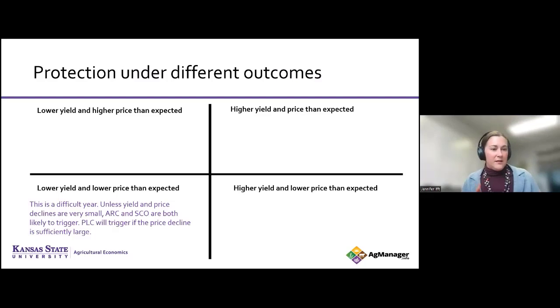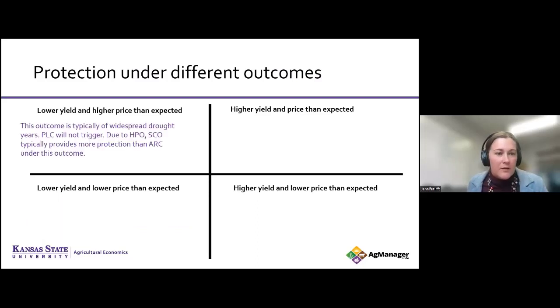So, in this year, ARC and SCO are likely to trigger unless it's an extremely shallow loss. But under this outcome, which we can't predict in advance, ARC is going to be a better value, typically. Last, you could have outcomes where you have a lower yield and a higher price than expected. This is most consistent with widespread drought years. PLC is not going to trigger under these conditions. SCO could trigger with the harvest price option and ultimately end up providing more protection than ARC under this outcome.